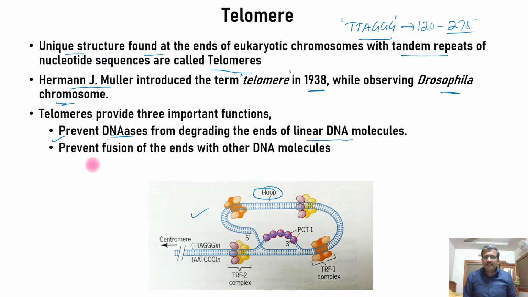The second thing is that it prevents the fusion of the ends with other DNA molecules, because after each replication there will be a segment of DNA in single-stranded form at the terminal portion. There is a chance of it pairing with another chromosome by complementary base pairing, and that is prevented by the presence of the telomere. That is the second function: preventing fusion of the ends with other DNA molecules.